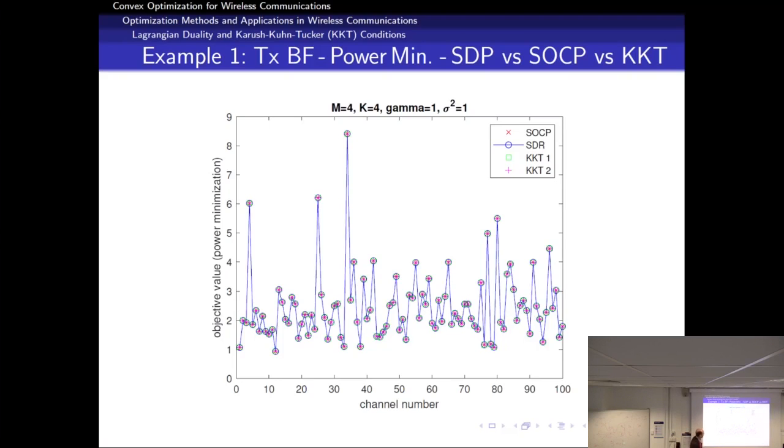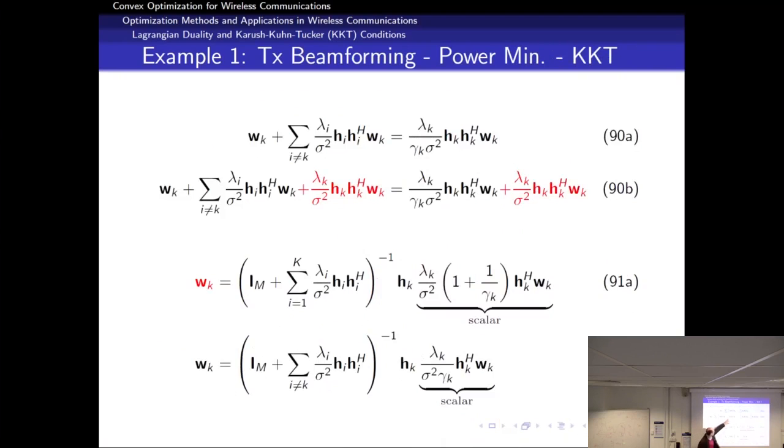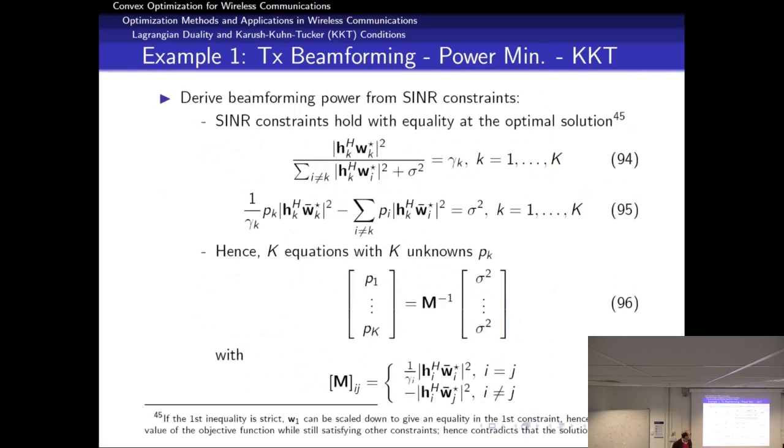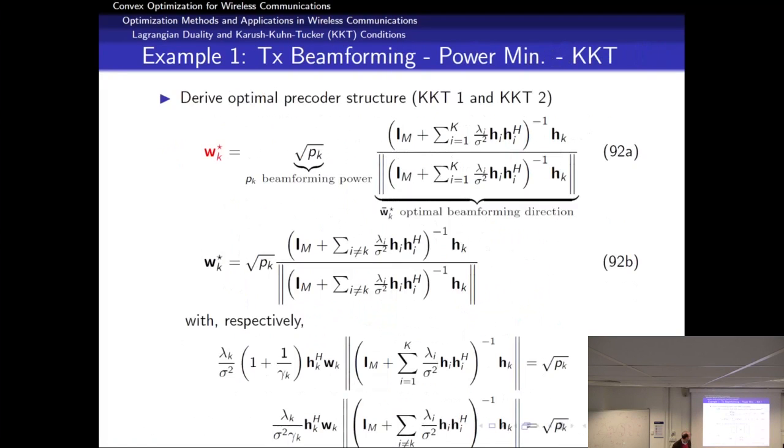You can show that if you do SOCP or SDR for this power minimization problem, or if you do KKT, and KKT using the two solutions I gave you here, whether you add these red terms or not, you actually end up with exactly the same solution. So you have 3 different ways of actually solving the same problem, but the KKT has the additional benefit that you have some insight into the optimal structure, right? And you really see what's happening from this expression here, which is very insightful.